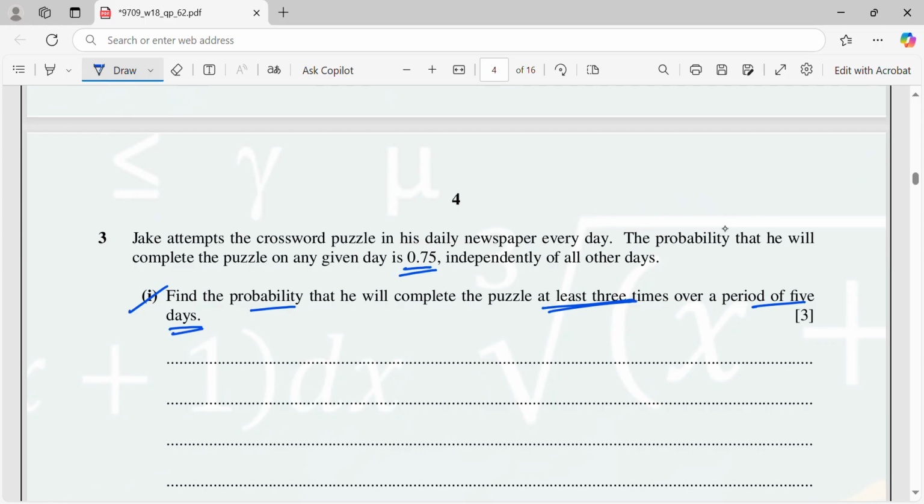Now X is the number of times that he will be completing the puzzle. So therefore this is a discrete distribution, right? And it is binomially distributed because you are considering 5 days, and out of 5 days there are at least 3 successes. So X is the number of days that he can complete the puzzle. We are considering 5 days, therefore n is 5, and the probability of completing the puzzle is 0.75 on a given day. Now the probability is P(X at least 3).